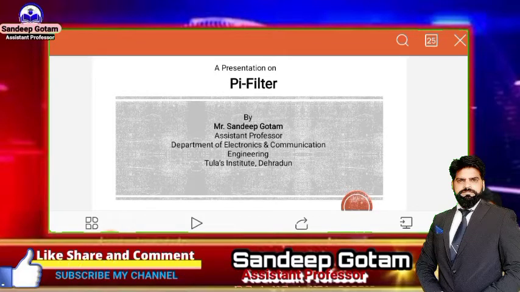So before going into the depth of the filter topic, I would like to tell you something about the importance of the filter.